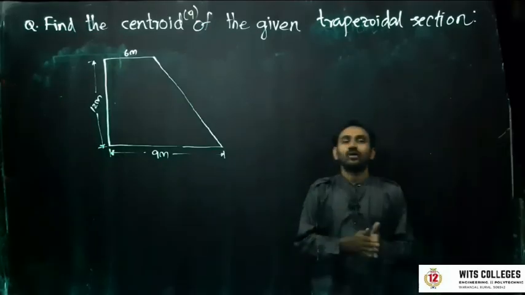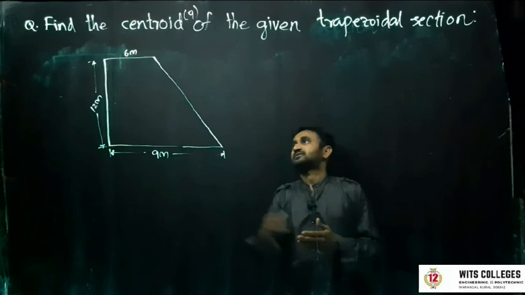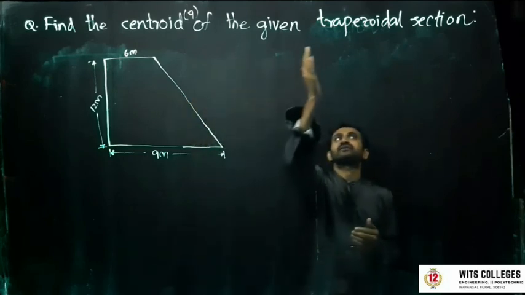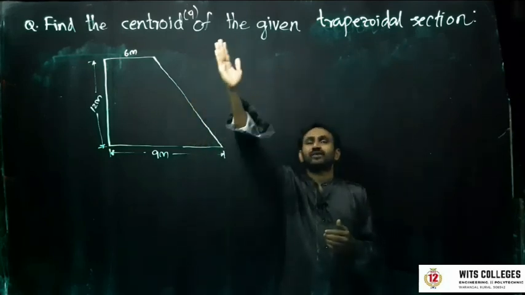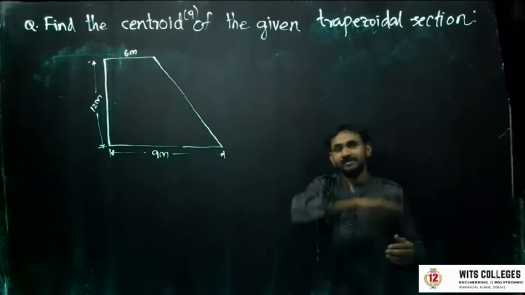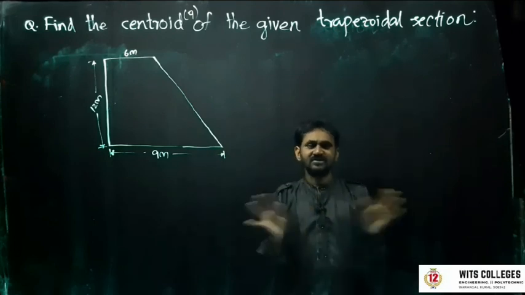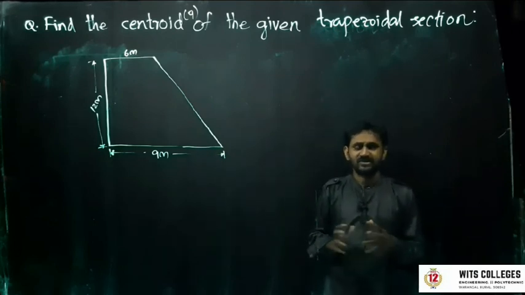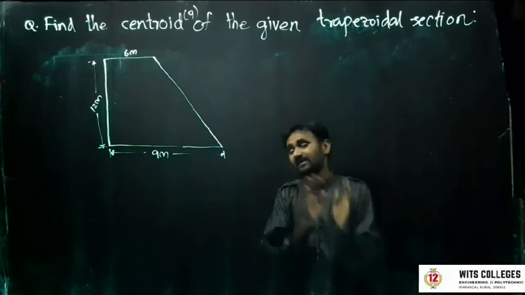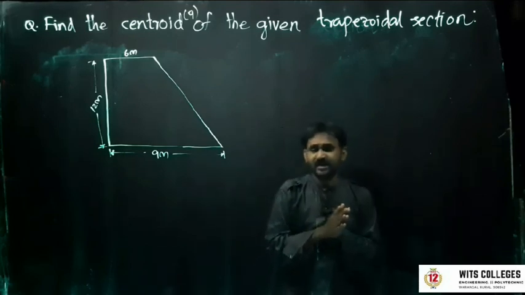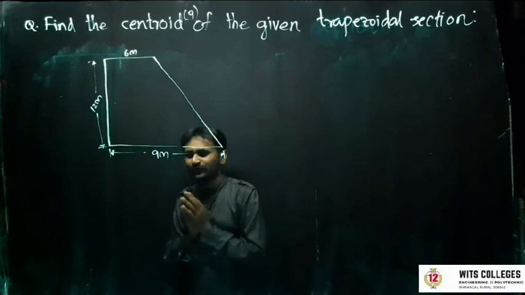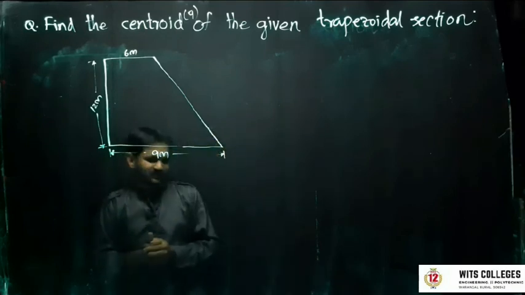Let's see one more case. Find out the centroid of a given trapezoidal section. He's asking you to find out the y bar of a trapezoidal section. In the previous one we have seen I section, T section, L section, flange sections, Z sections and everything. But other than those sections, in your exam he may ask you to find out the trapezoidal section. So this is the section.